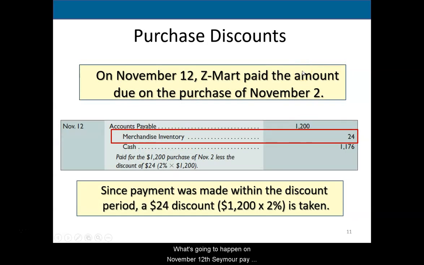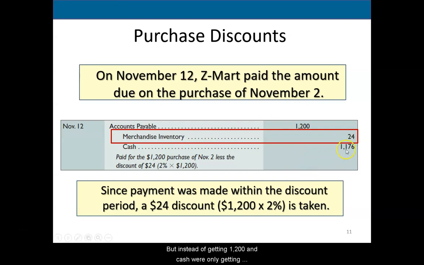Now, what's going to happen on November 12th, Z-Mart paid the amount due on the purchase of November 2nd. So they paid within the 10 days, so they're going to take advantage of the discount. And in that case, it was 2% of $1,200, which is $24. So do pay attention to how this journal entry works out. We are going to reverse out the accounts payable for the total amount that we originally recorded. We credited accounts payable for $1,200. Now that they're paying us, we're going to debit accounts payable for $1,200.